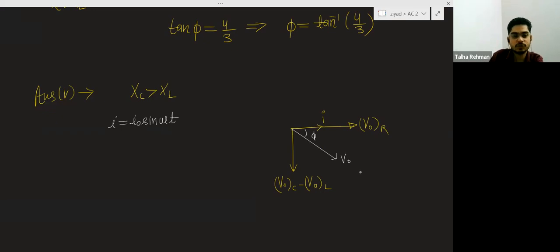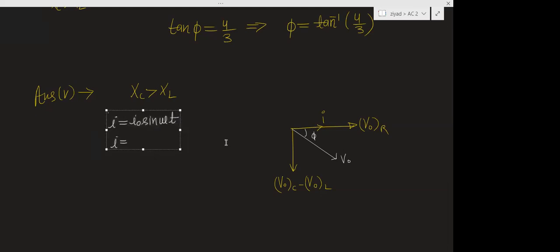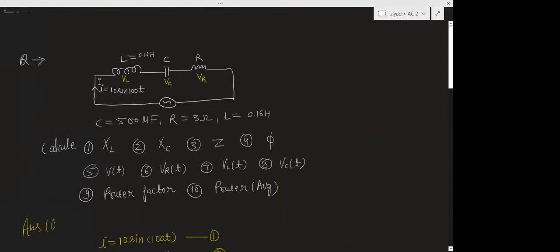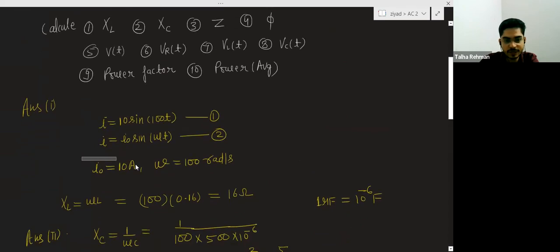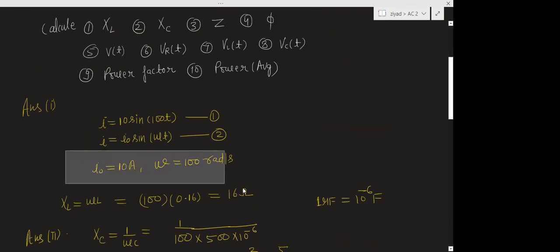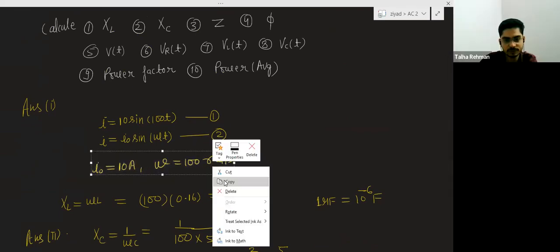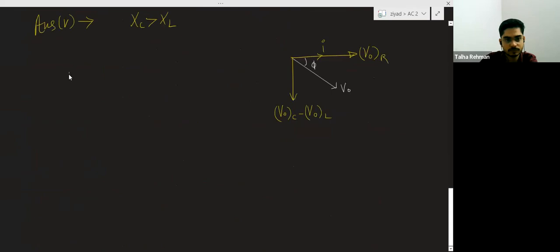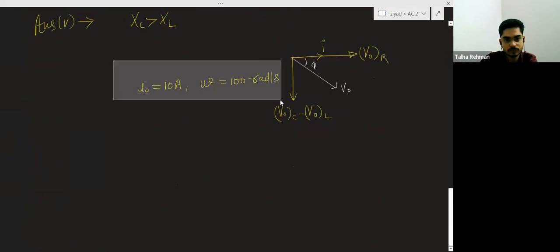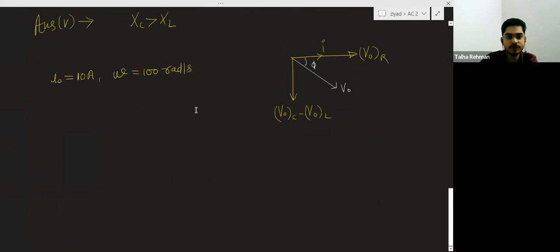So equation of the current is I is equal to I naught sine omega t. What is I naught? If you want to calculate, you will write I naught is equal to V naught by R. So I naught is 10 and omega is 100. So these values we will use.